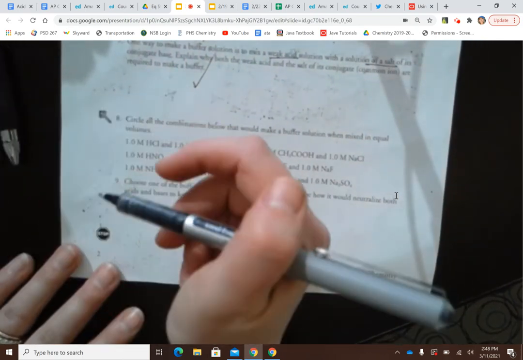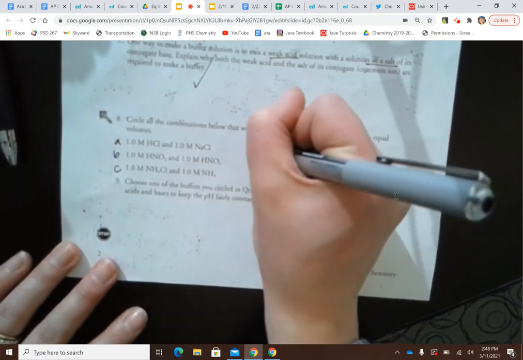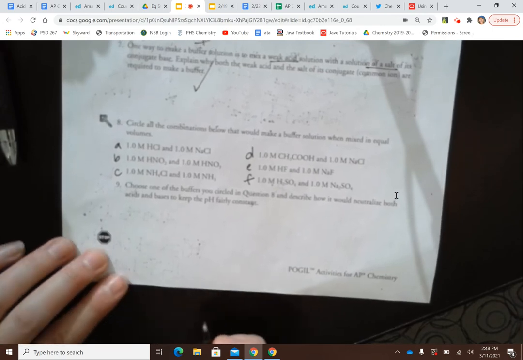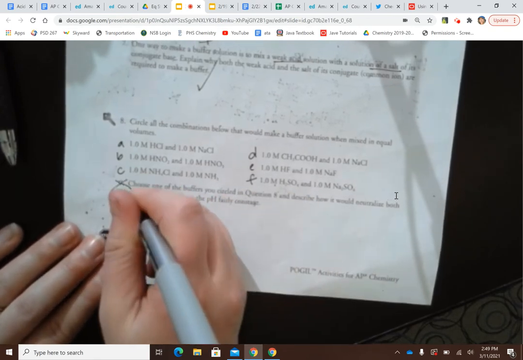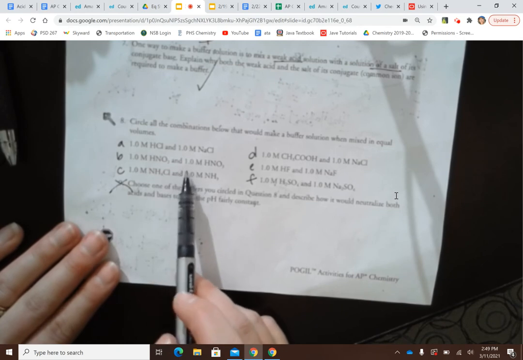Let's give these a title. And in the ed pause, I want you to read through these and pick which ones you think you would use to make a buffer. Great. So now you don't need to do 9. And so let's just check these out.